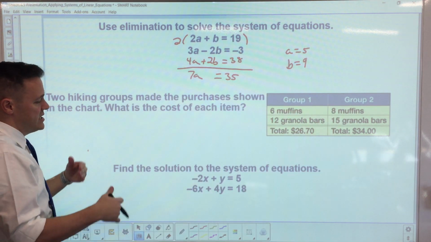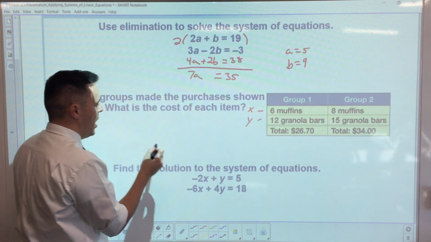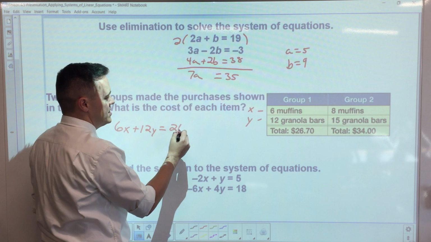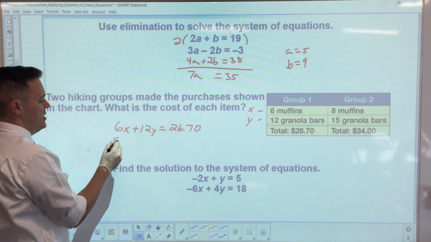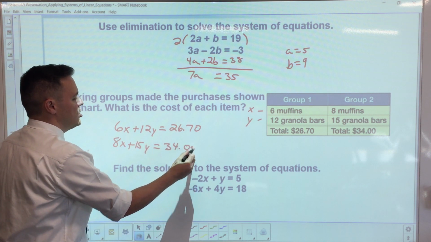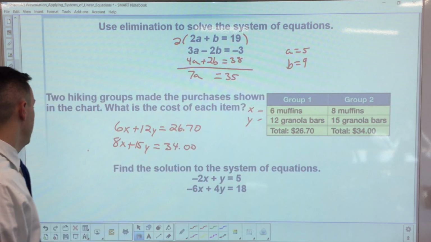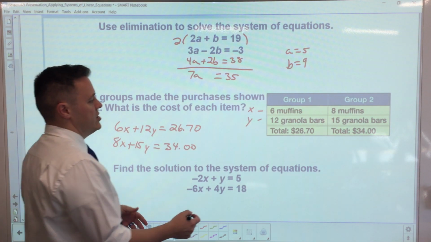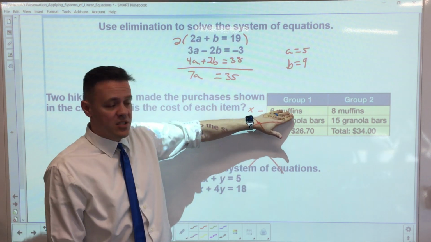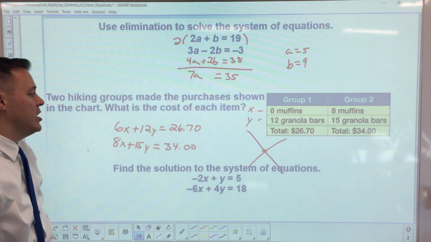All right, this one, set up the equation. Do a key. Muffins would be x. Granola bars would be y. So it would be 6x plus 12y, and that's going to equal 26.70. And then 8x plus 15y equals 34. Now, am I going to solve this using substitution or elimination? No way. Graph it. When you graph this, you'll get your answer. Remember, your answer is where the lines intersect at that point. The x-coordinate would be the cost for the muffins, and the y-coordinate would be the cost for the granola bars. So please make sure you know what you're looking at as well.